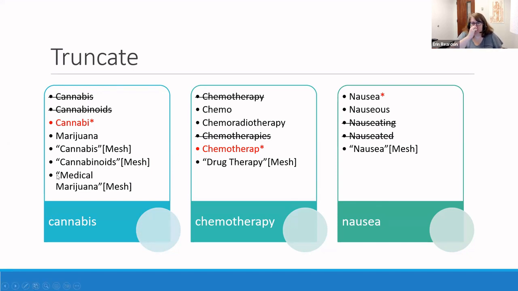So I am going to truncate some of these words. So instead of searching for both cannabis and cannabinoids, I'm actually going to chop off the S on cannabis, and I'm going to add an asterisk, and that's going to find all the words that begin with that. Same thing for chemotherapy. I don't have to look for the singular and the plural. I can just look for anything that begins with chemotherapy. And then if I do that for nausea, I don't have to look for nauseating or nauseated because it'll find those words because I'm looking for nausea plus anything that comes after it.